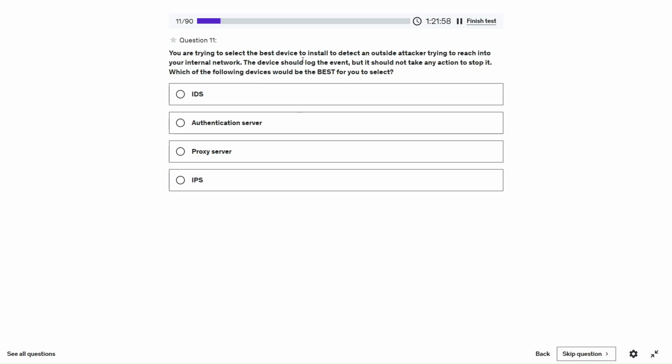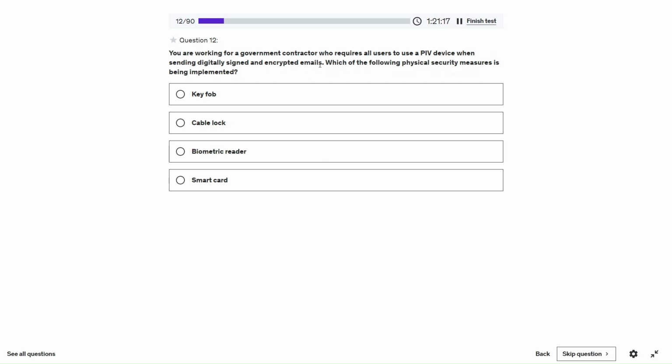You are trying to select the best device to install to detect an outside attacker trying to reach into your internal network. The device should log the event, but it should not take any action to stop it. Logging is permitted, but any action is not permitted. Which of the following devices would be the best? Select the one: IDS, obviously, intrusion detection system, because it only detects the intrusions but does not prevent them. The proxy server will block it, the authentication server authenticates it, IPS blocks it, IDS doesn't block but logs it.